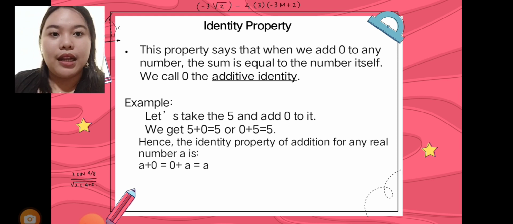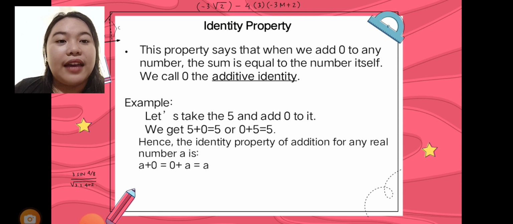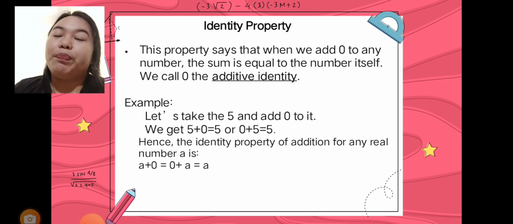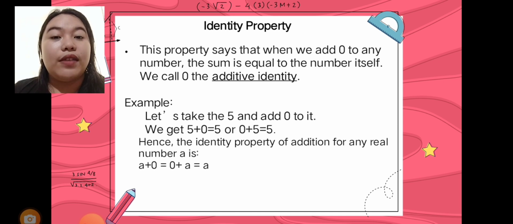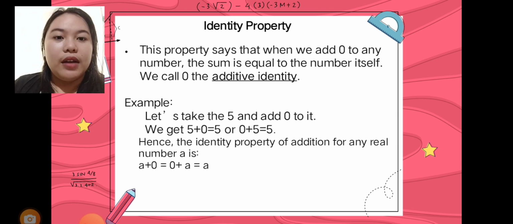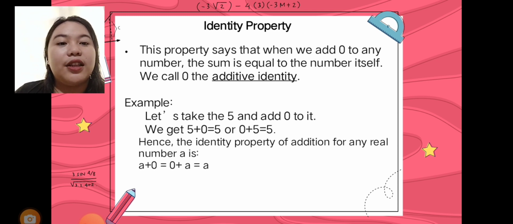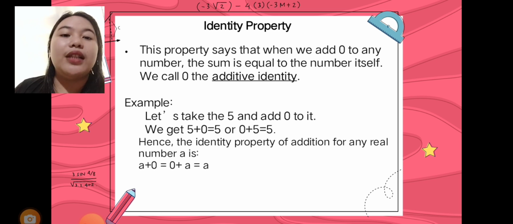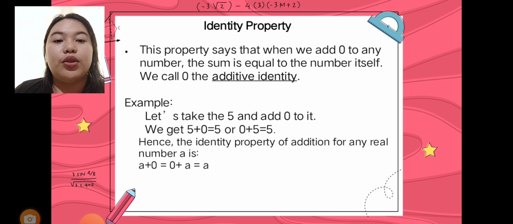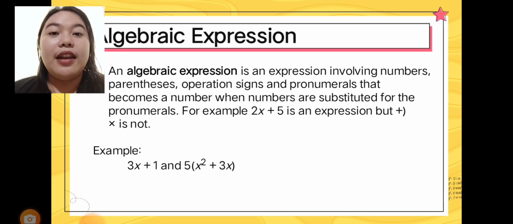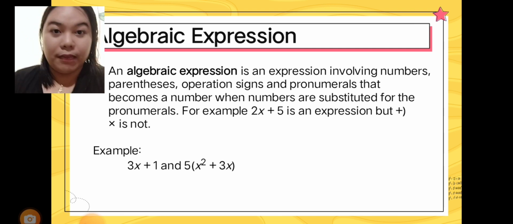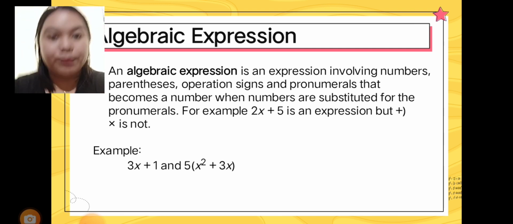Another example, let's take 5 and add 0 to it. So we get 5 plus 0 is equal to 5. Or let's reverse it. 0 plus 5 is equal to 5 still. Okay, hence, the identity property of addition for a real number A is A plus 0 is equal to 0 plus A is equal to A. Okay, so again, this is for addition only, not multiplication. We only focus on these two.